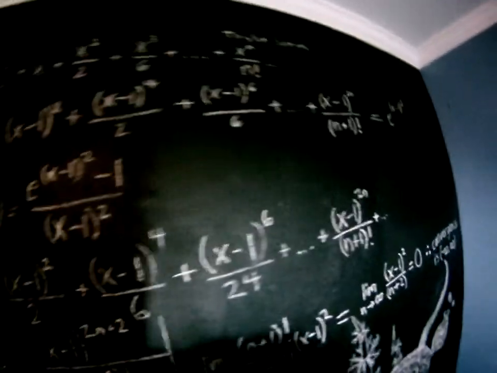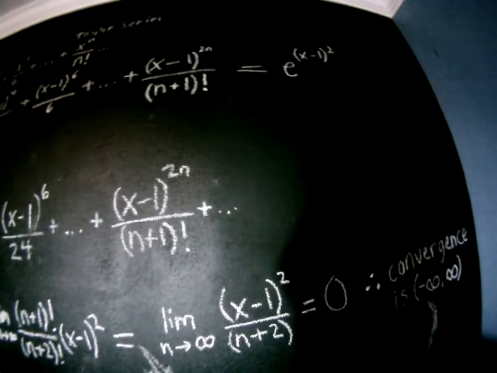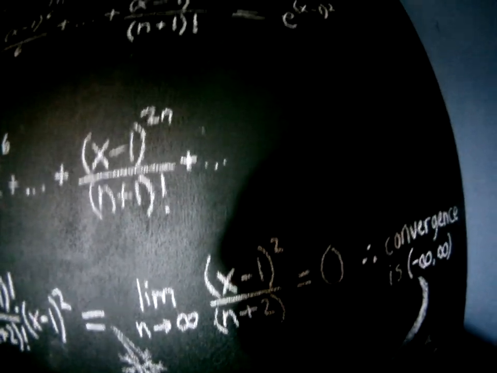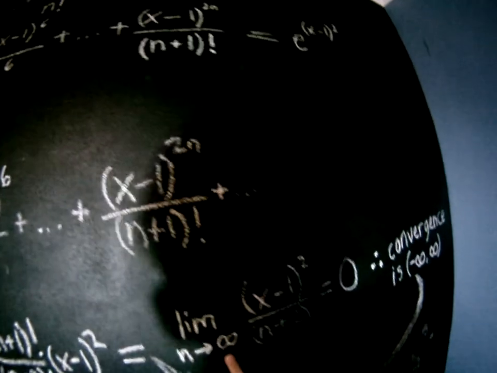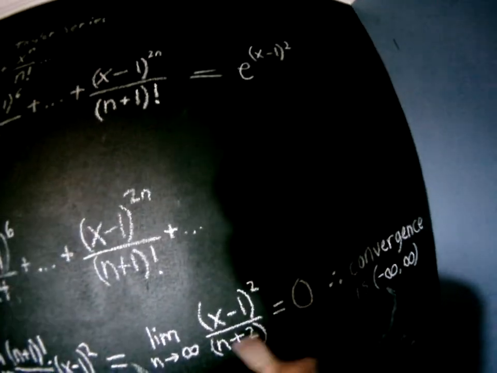And you simplify and cancel out, and you're left with (x minus 1) squared over (n plus 2). And the limit as n goes to infinity of that is just 0, so you don't have to worry about x minus 1.